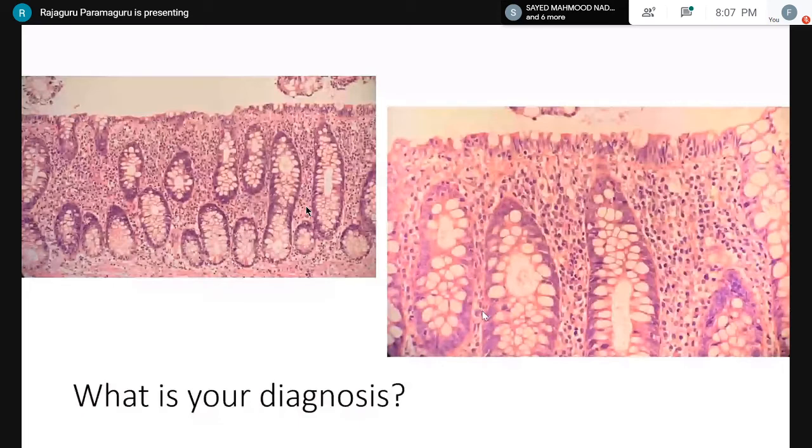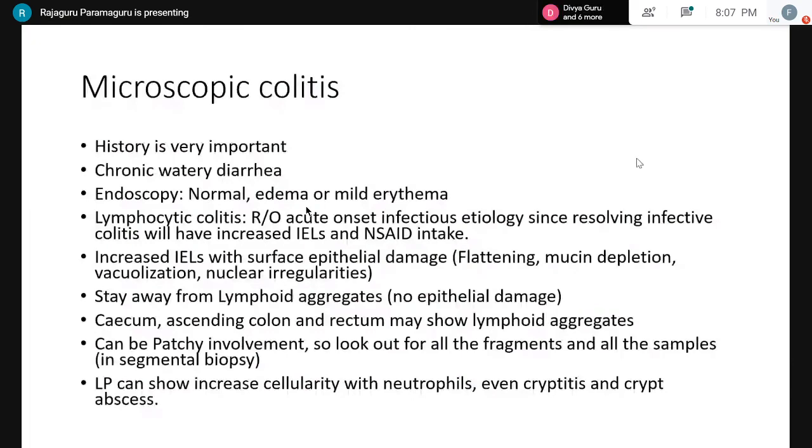History is that the patient will have a typical chronic watery diarrhea, and endoscopy might look normal. So that is why it is called microscopic colitis, this lymphocytic colitis. Although certain cases might show some edema and mild erythema. Again, as I told you, we will have to rule out the infectious etiology, whether the patient presented acutely, and then have to rule out history of NSAID intake.